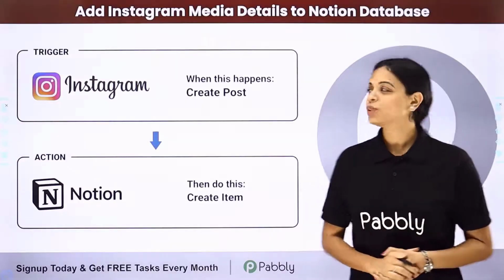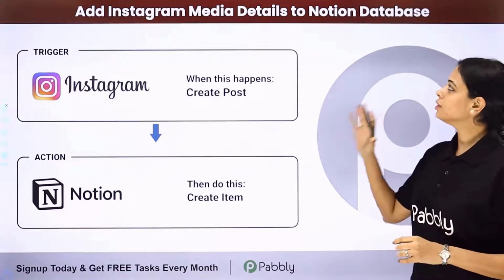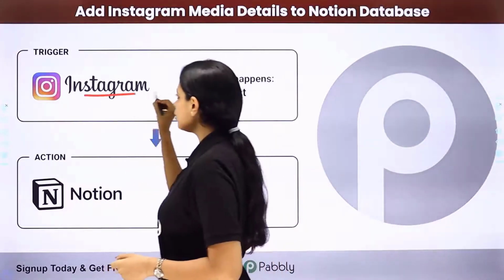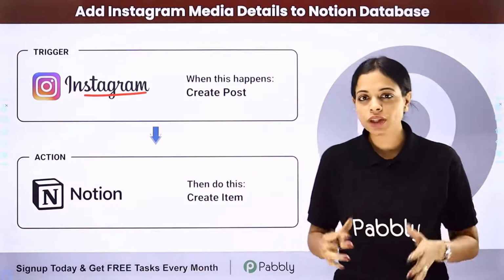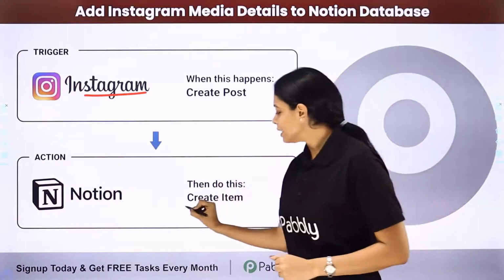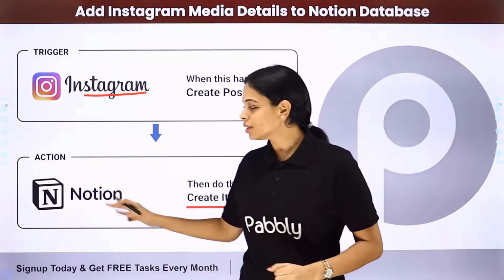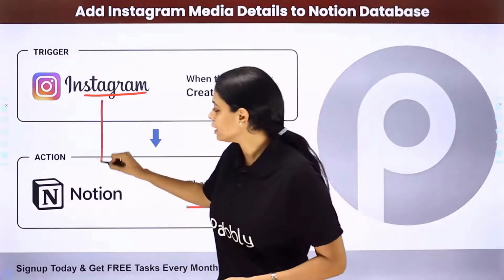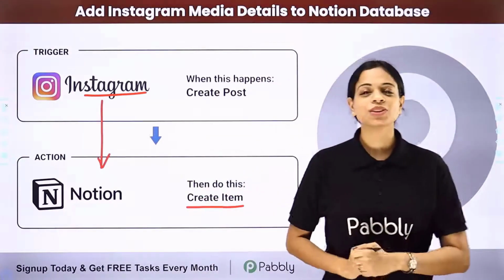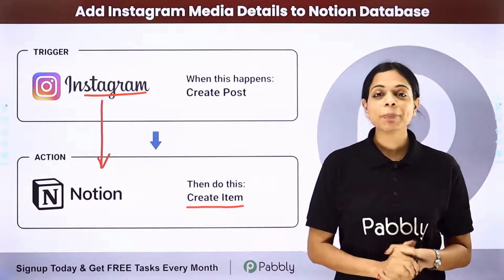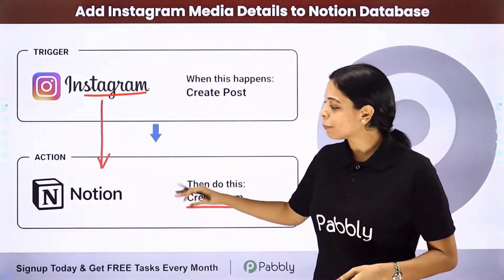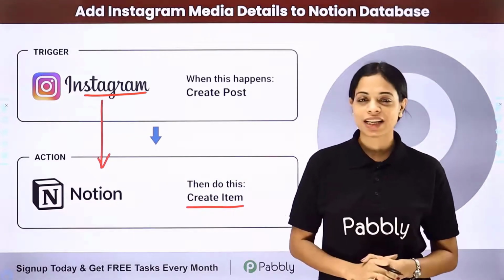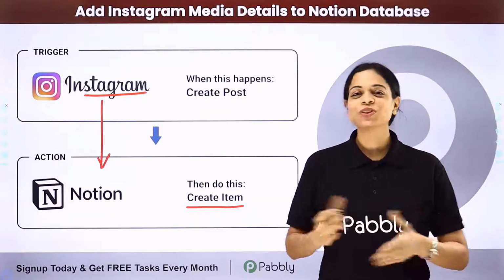In this video, we are going to see how to add Instagram media details to Notion database. So let's say that you are using Instagram and every time you create a new post, you want that automatically it should be created as an item in Notion, which is a note-taking software. To do so, you have to integrate the two applications, and the same thing can be done using Pabbly Connect software. Here your trigger application would be Instagram and your action application would be Notion. Now how can you integrate and automate this entire process yourself? To understand that, let me take you to my screen.